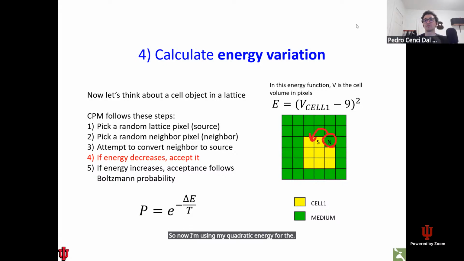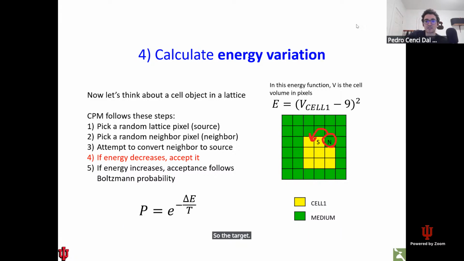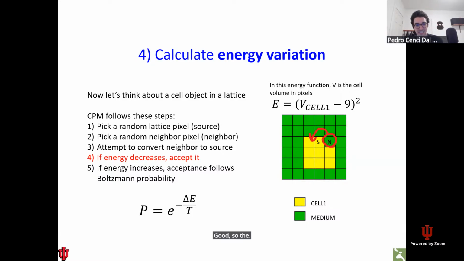So now I'm using my quadratic energy for the volume. So I have the volume of the cell minus the target. And I'm choosing 9 because 9 is a beautiful 3 by 3 square. Okay? So the target volume of my cell is 9, and the current volume of my cell is 8. So if my neighbor becomes part of the cell, does the energy increase or decrease? Decrease now. Okay, good. So the energy decreases. This means we accept it.